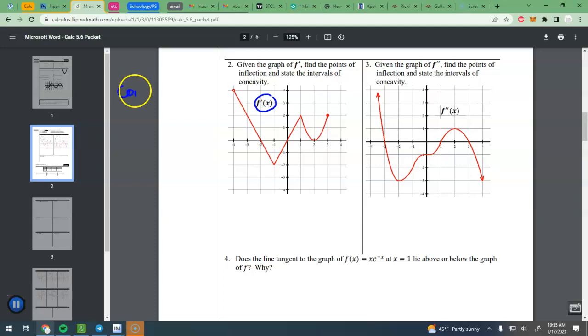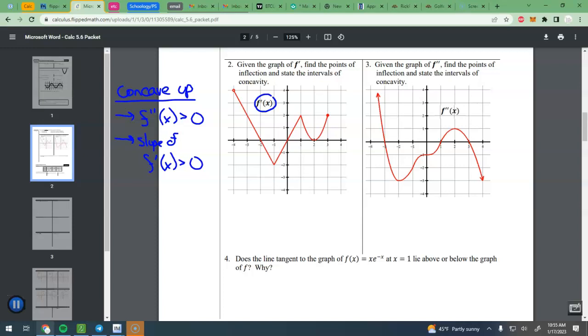So I know that concave up means the second derivative is greater than 0. But I don't have a graph of the second derivative. So I only have a graph of the first derivative. So I have to take this graph and go down a level, or take the derivative of this graph. How do I take the derivative of a graph? What do I look at? Slope. Good. So another way to say this is the slope of f prime of x is greater than 0.